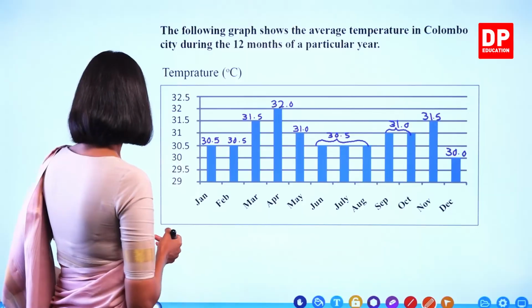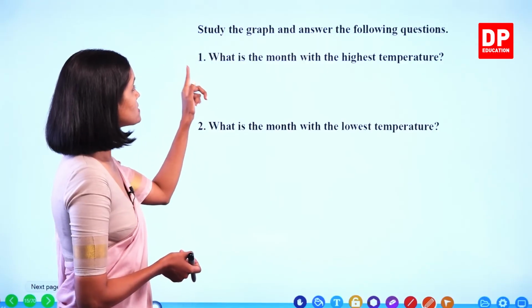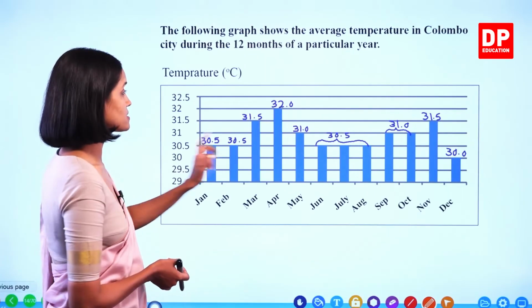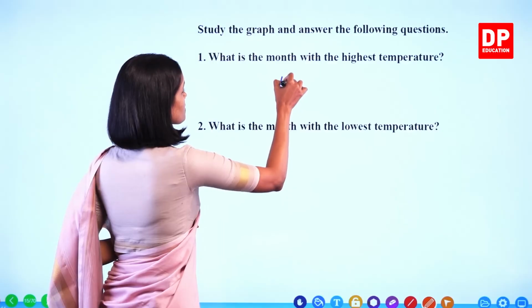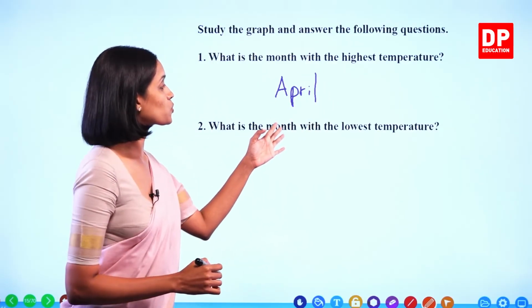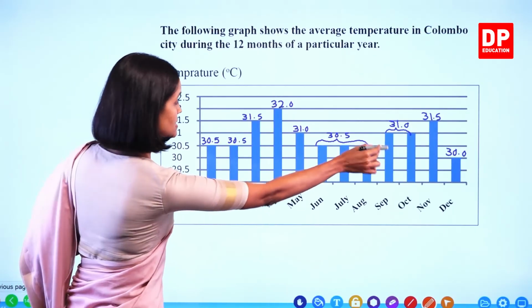Okay? Let's go to the questions. Study the graph and answer the following questions. Okay? What is the month with the highest temperature? Highest temperature, April. What is the month with the lowest temperature? Right? That is December.